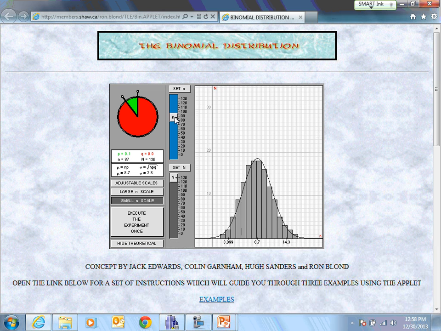So if we change this all the way up to 100 number of trials, you can see this really is pretty accurate in its approximation of the shape of the binomial distribution. Okay? And you can see that changes.